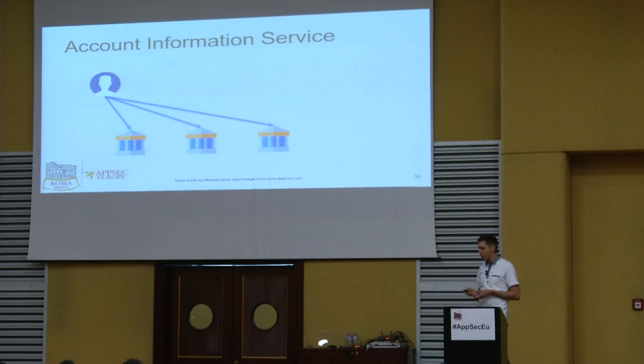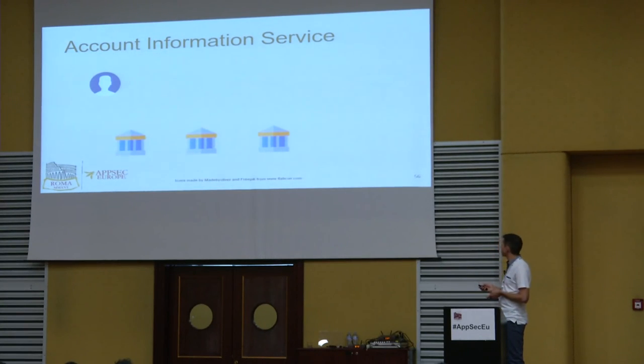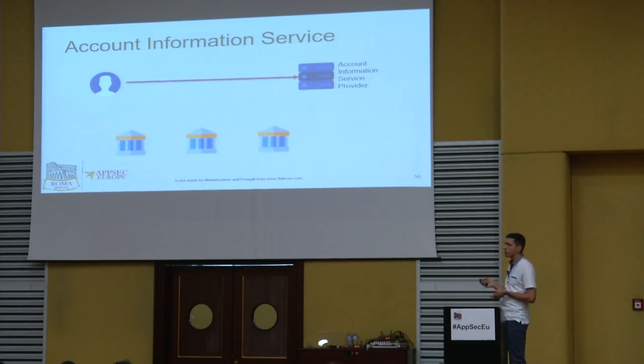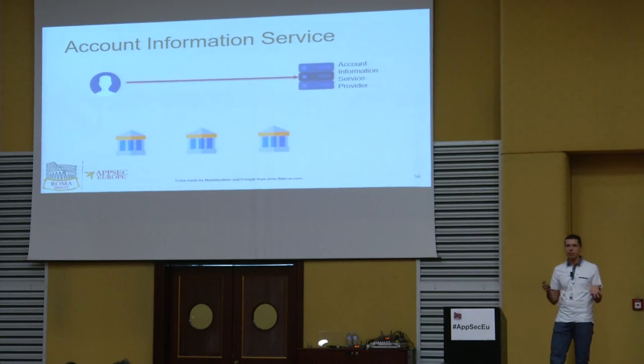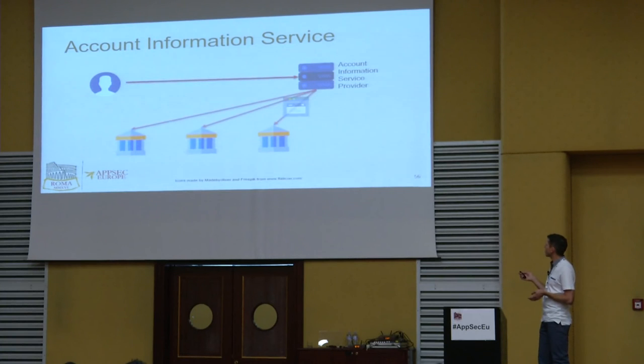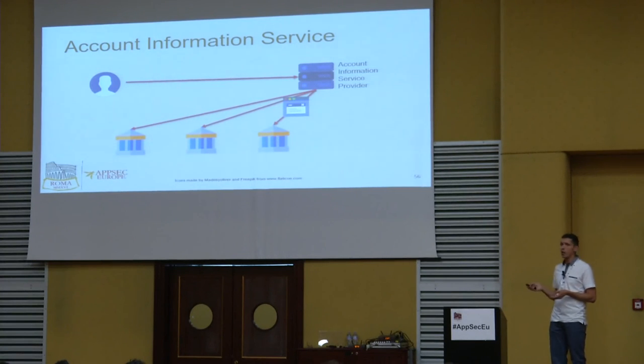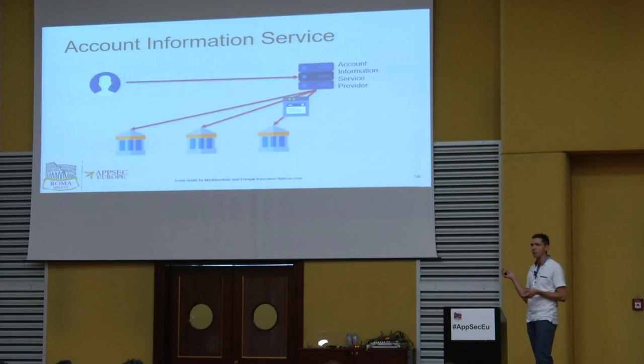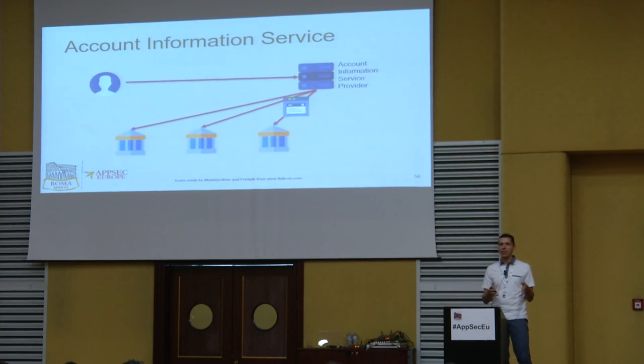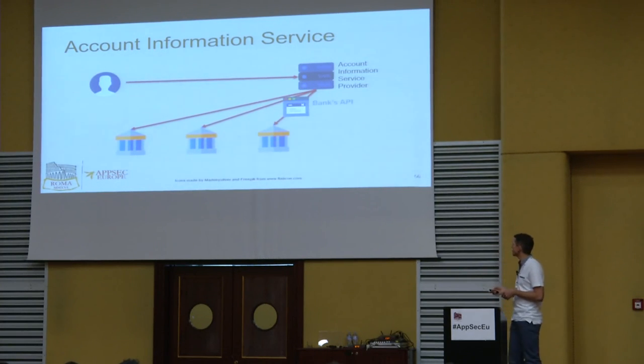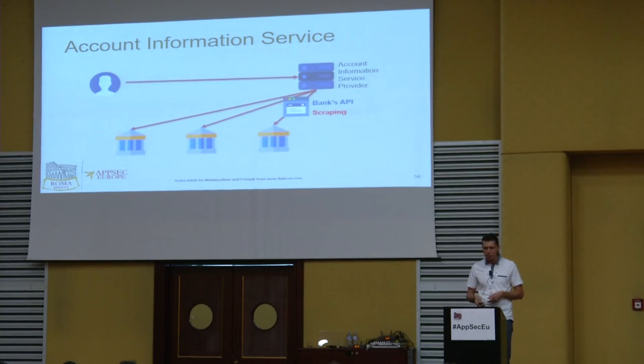After the account information service implementation, it will be possible to implement this using account information service providers. So you will have some kind of online application in the cloud, and this online application can go to each of your banks and pull the information. Nowadays, it's done by scraping, because there are services where you provide, again, your user credentials, and they are mimicking you and trying to pull the information from banks. But it could also be done by banks' API, but nowadays not so many banks provide such an API.